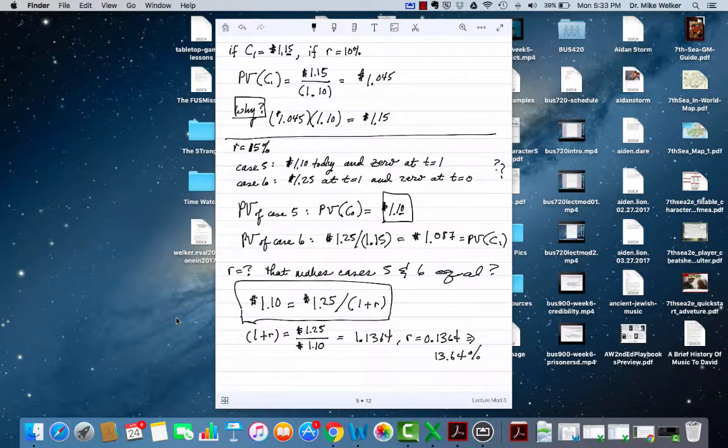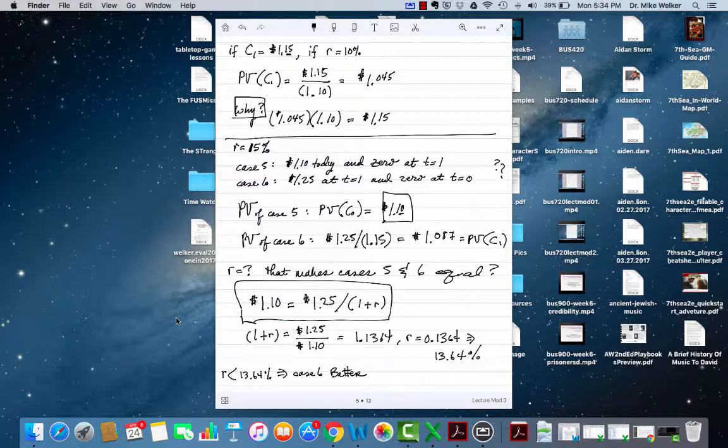So you could say the general rule is, if R is less than 13.64%, something below that like 10% or 4% or 8.1%, you would prefer case number 6. Case 6 is better because you get more money out of that deal.